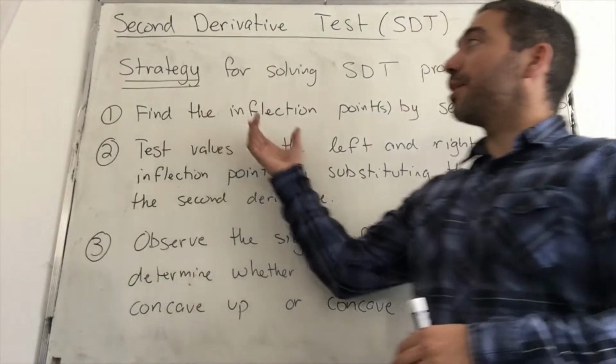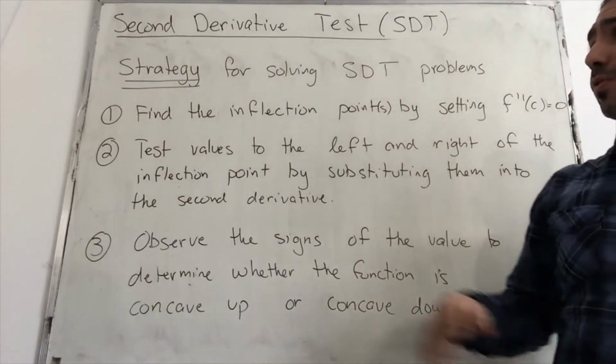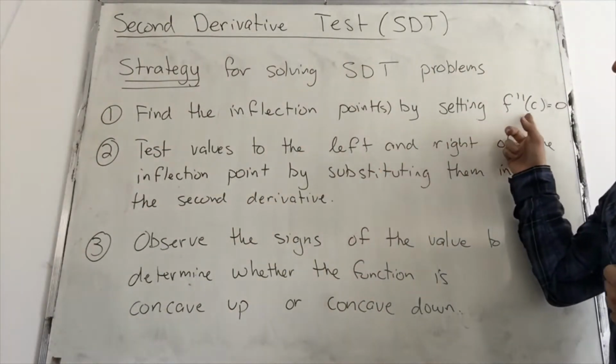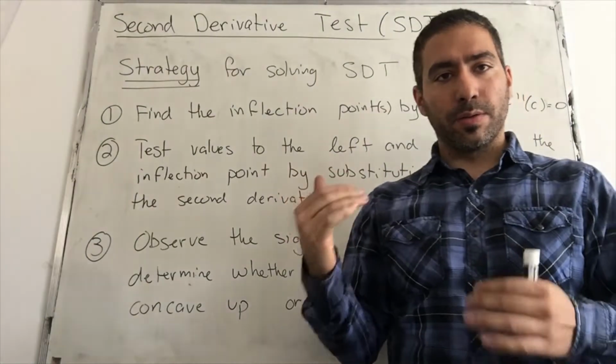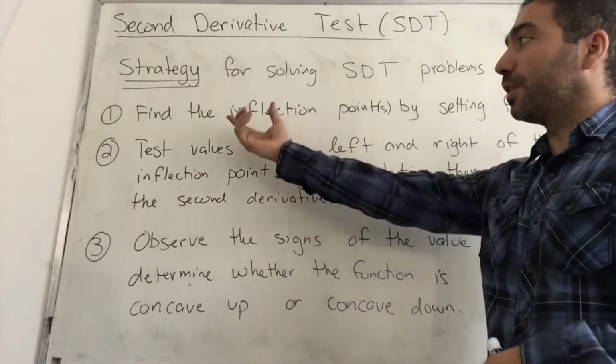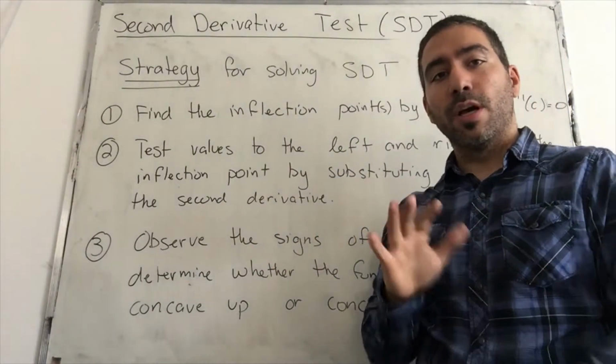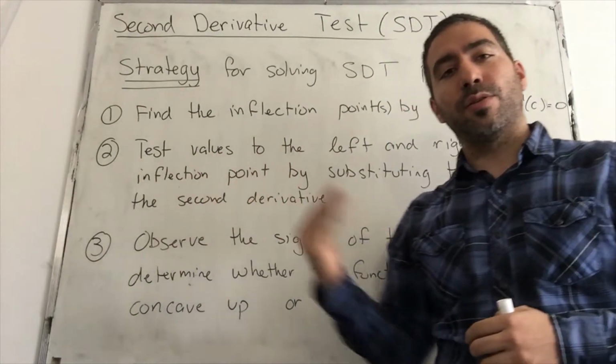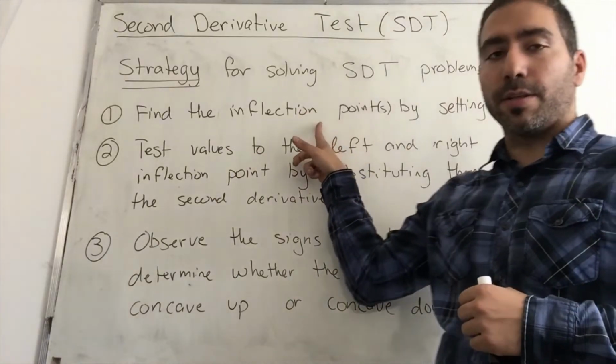So here we have the strategy for solving second derivative test problems. Step 1, we find the inflection points. How? By setting the second derivative equal to 0. You set the second derivative equal to 0, solve for the values of c, and those are the x values corresponding to the inflection points. Once you find those x values, you're going to test values to the left and to the right of the value c that you got in part 1.